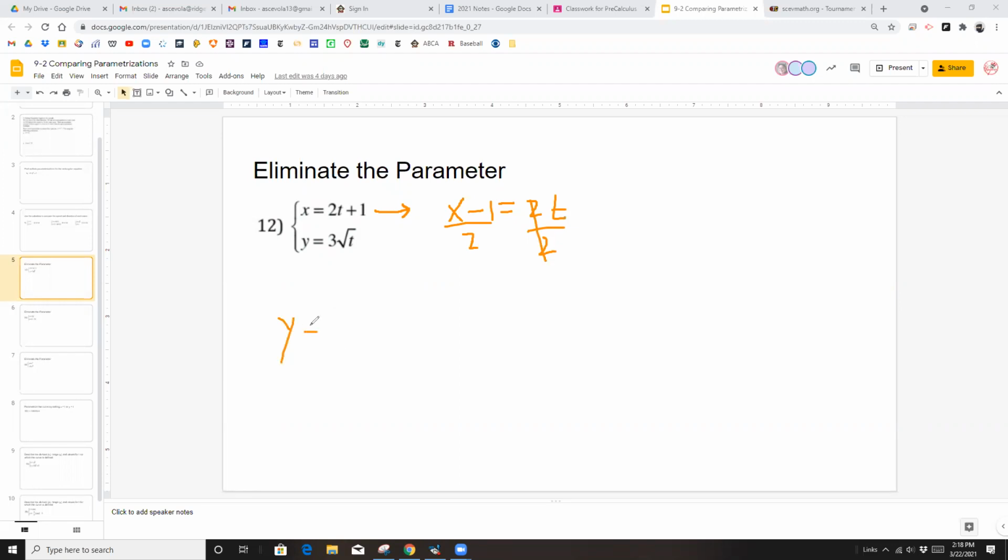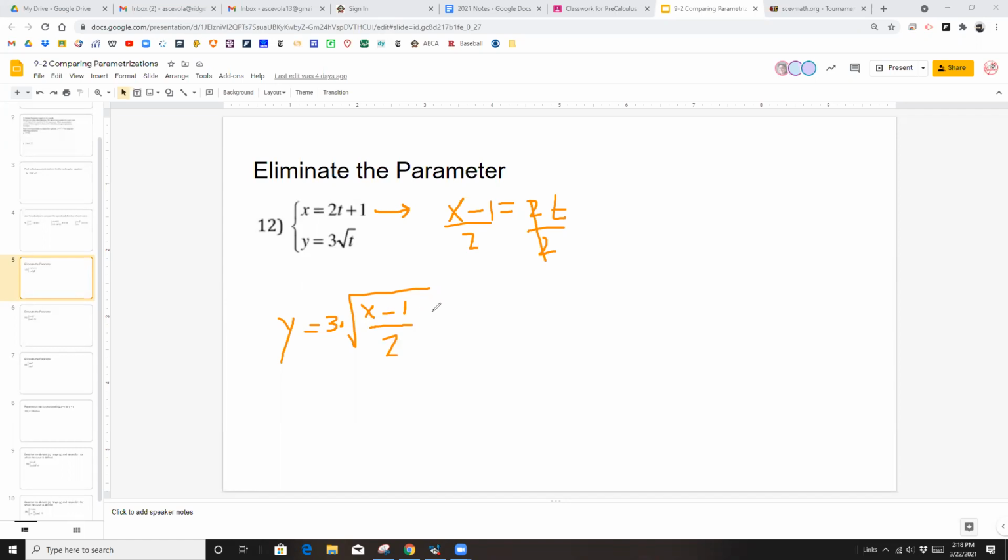Then plug that in. So y is equal to the square root of x minus 1 over 2. And we just eliminated the parameter. All right, make sure that's 3 times square root of x minus 1 over 2.